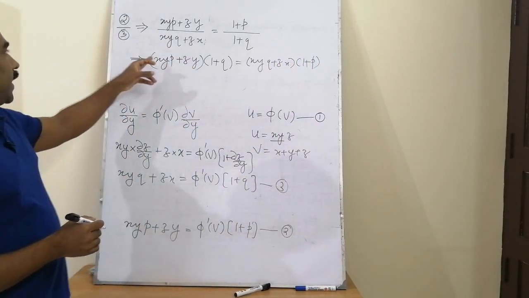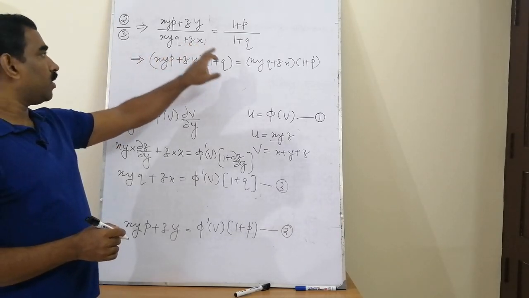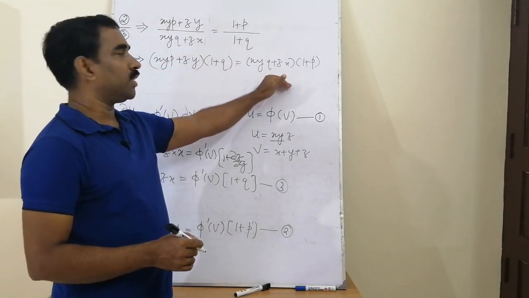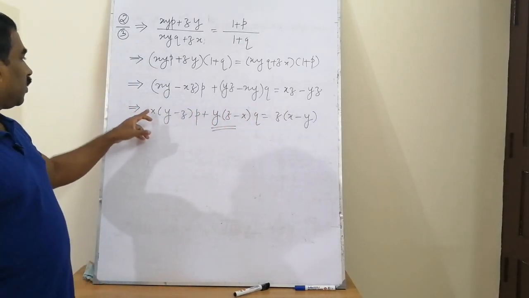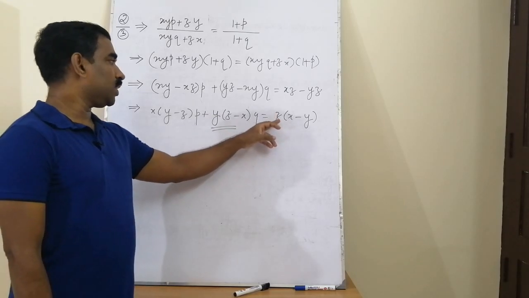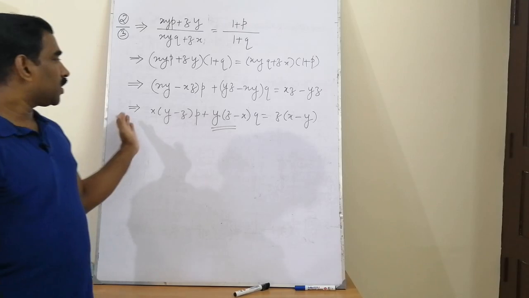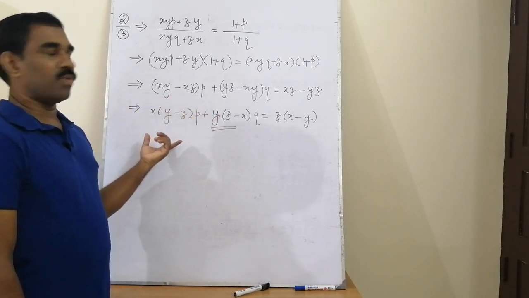Now we are going to expand this bracket, collecting all terms containing p, terms containing q, and transposing the remaining terms to the right hand side, that is, terms independent of p and q. Or it is in the form x into y minus z p plus y into z minus x q is equal to z into x minus y. So this is in the standard format. We will study it in our next class. This is called Lagrange's linear equation format.